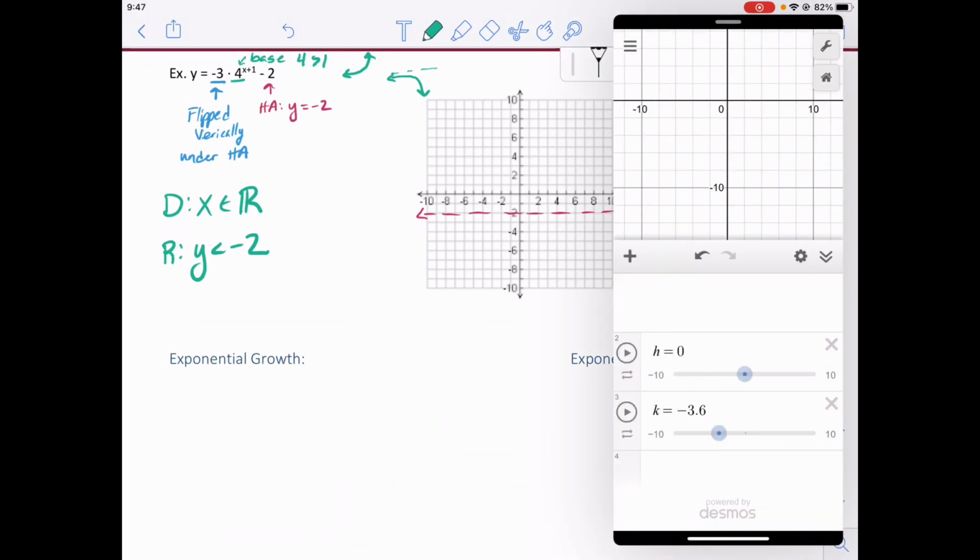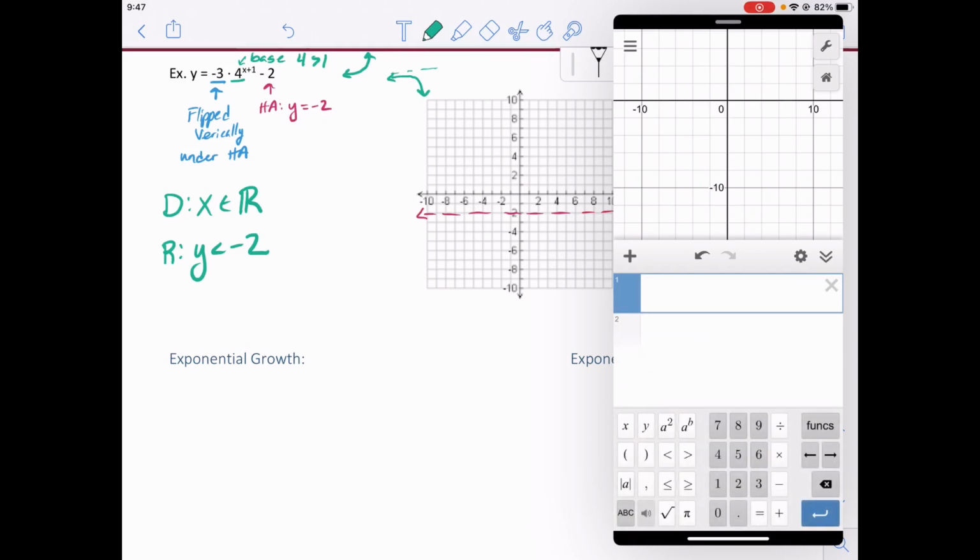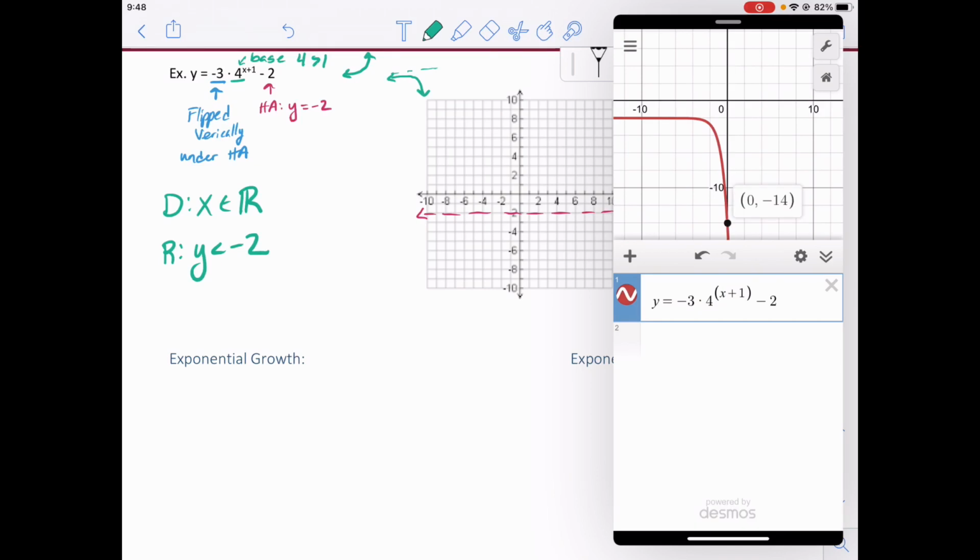And so we are graphing y equals -3 times 4 to the, and we're going to use parentheses so this whole exponent goes in the exponent, x plus 1 minus 2. And so our graph looks like this. It has a y-intercept of -14, so it's pretty far down there. So we're going to look something like this. Right? This is maybe a little bit of a bad drawing on my part, but more or less like that.